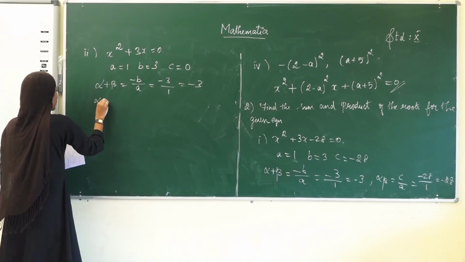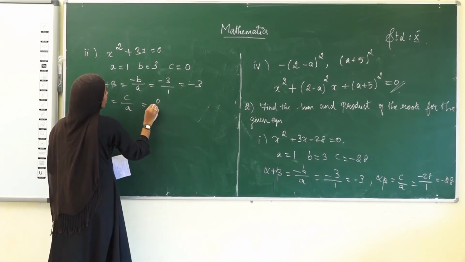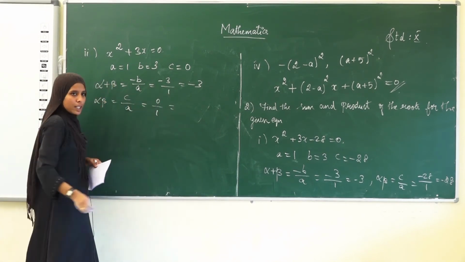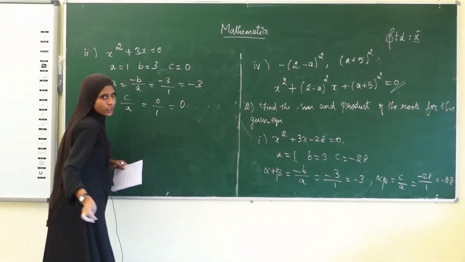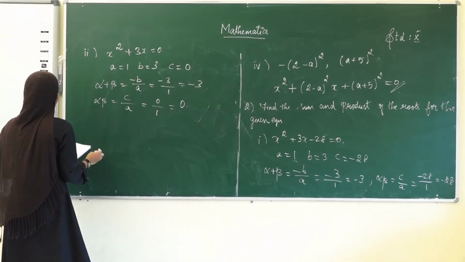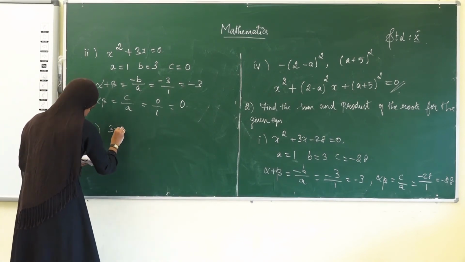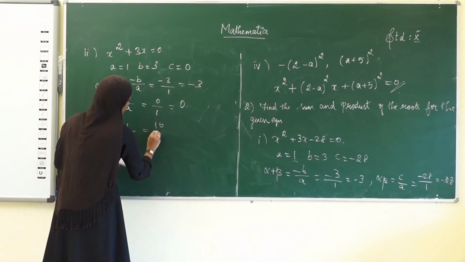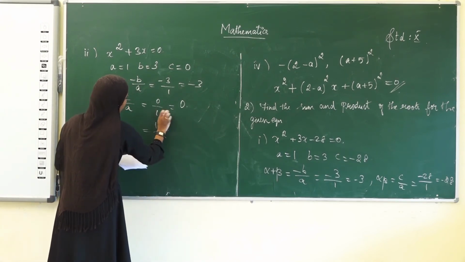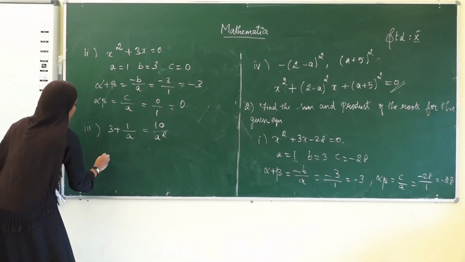And alpha into beta is equal to c divided by a. What's the value of c? 0 divided by any number is 0. Therefore minus 3 is the sum of the roots and 0 is the product of the roots. Okay. Third subdivision. What's the equation they have given? 3 plus 1 by a equal to 10 divided by a squared. Okay. Seems complicated, right? Let us solve this.